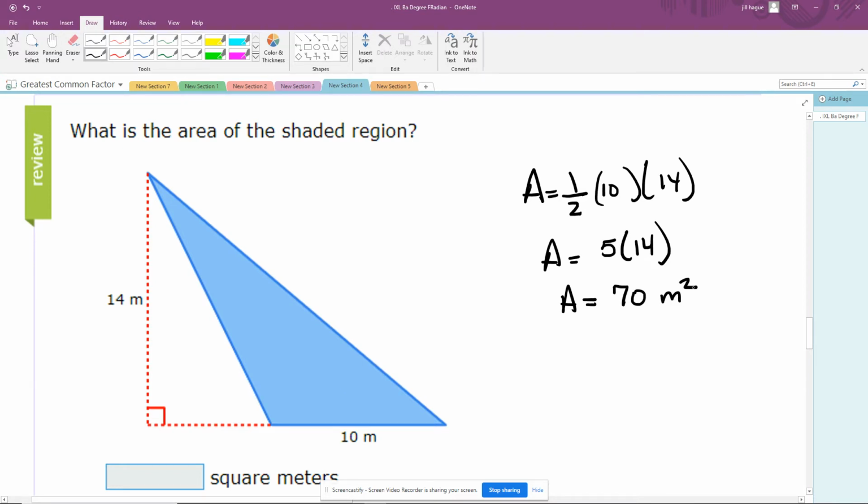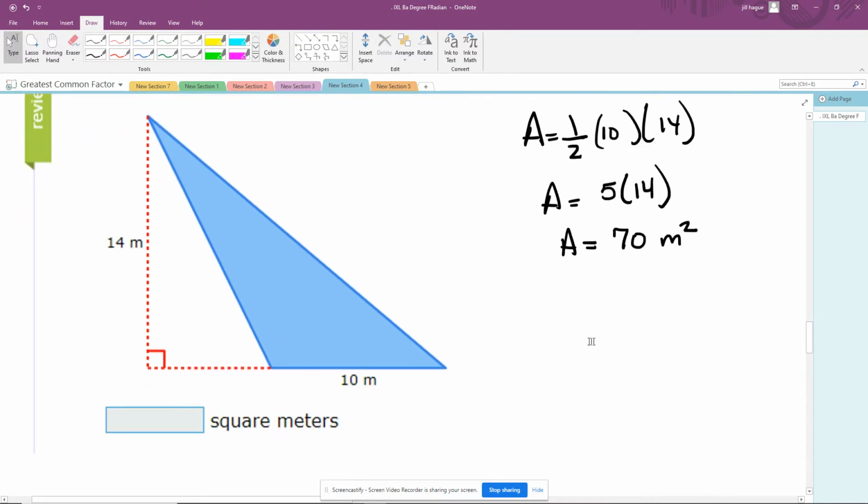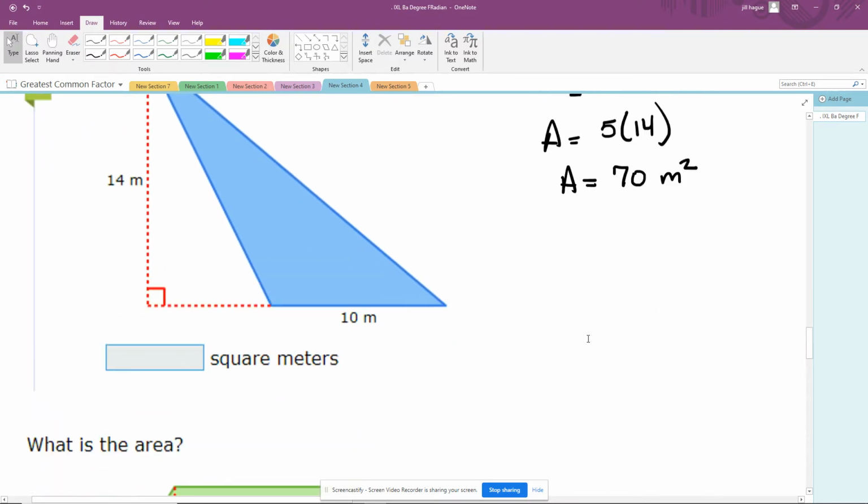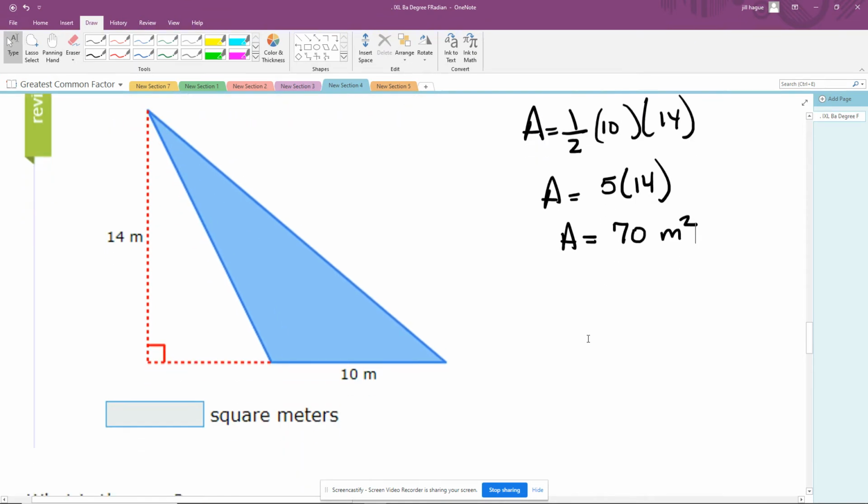Okay, and when you say square meters, that's what that means, meters squared. Okay, area is always a squared term, volume is always a cube term, okay, and circumference, linear distance, is always just the singular form, okay.